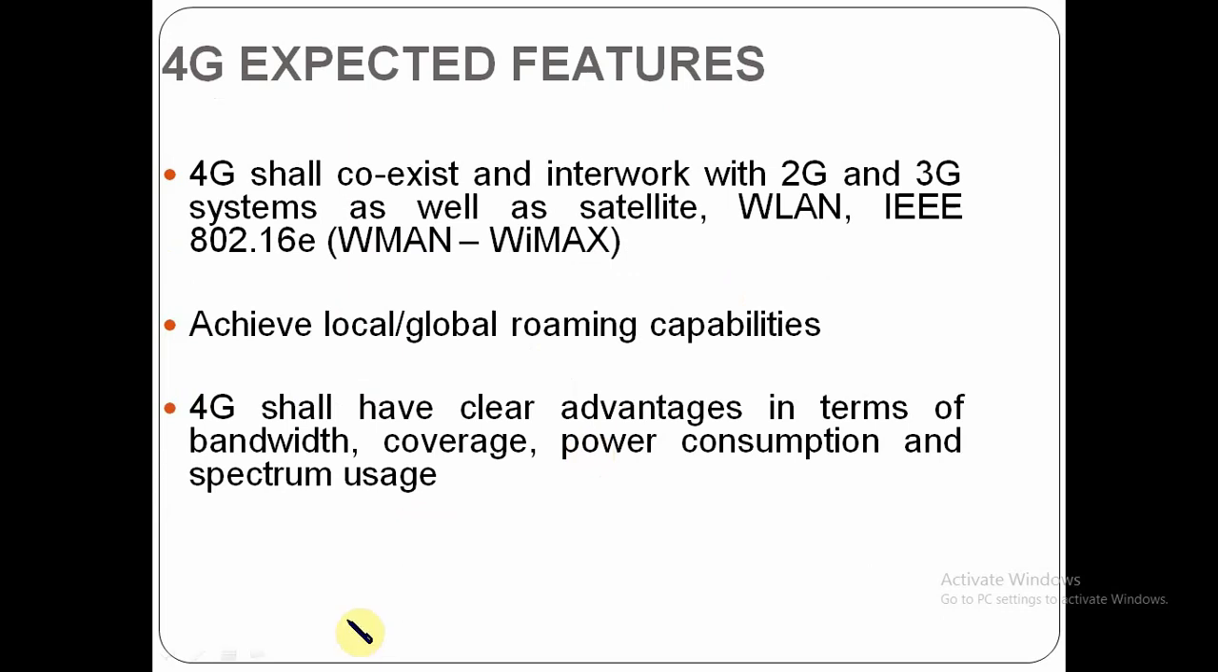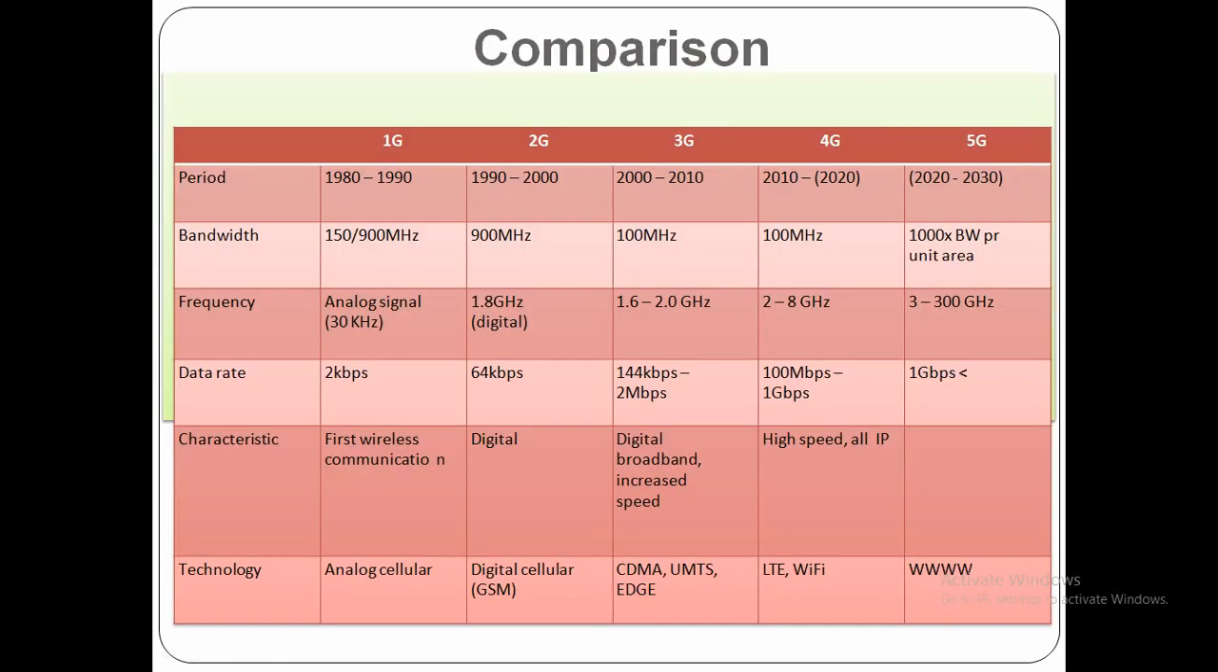That is WLAN and IEEE 802, the electrical and electronic standards, and WiMAX, which achieve local and global roaming capabilities. 4G shall have clear advantages in terms of bandwidth, power consumption, coverage and spectrum usage. The comparison will be given here: period, bandwidth, frequency, data rate, characteristics, technology. The detailed comparison chart will make all the details clear.